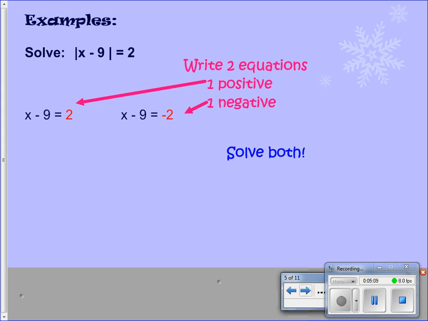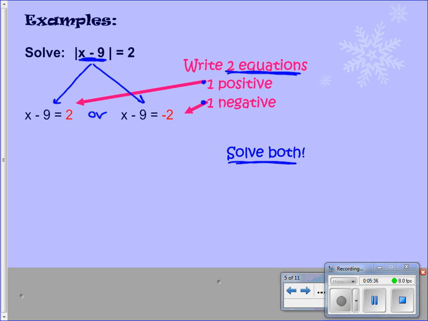So how are you going to use that? You are going to be solving equations using absolute values. Now remember, this x minus 9, the absolute value of that expression equals 2. That means that expression can equal positive 2 or that expression can equal negative 2. You are doing two separate equations, where one is a positive answer, one is a negative answer.